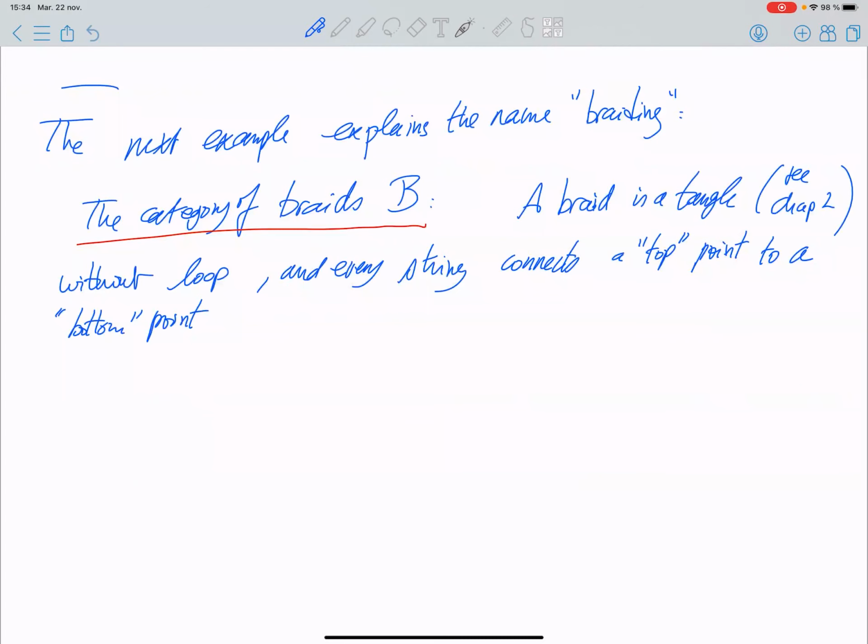So in particular, for a non-zero braid, you should have the same number of points on top and on the bottom. So the objects of the category are numbers. In fact, here the category is named after the morphisms, not after the objects. Usually the name of the category corresponds to the objects, but here it corresponds to the morphisms.